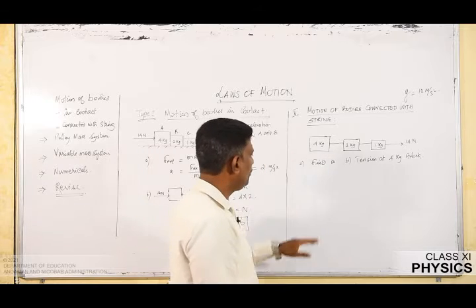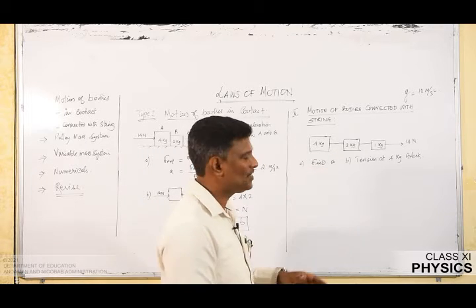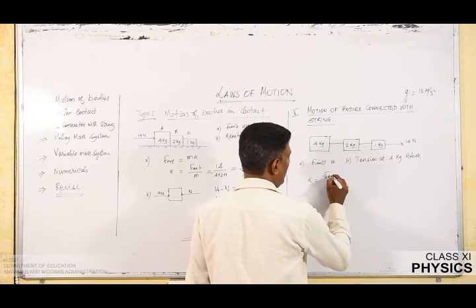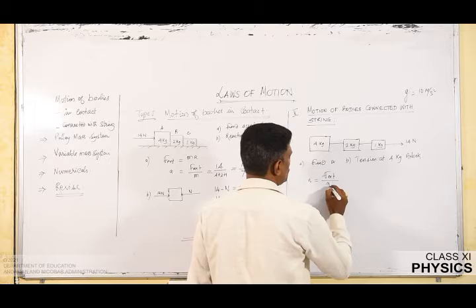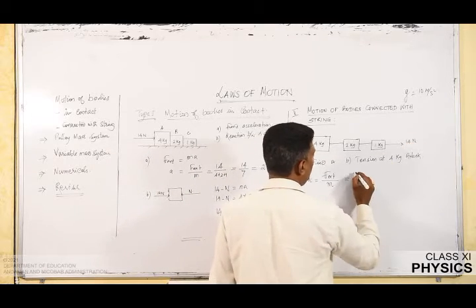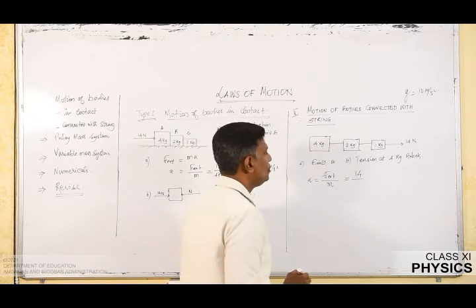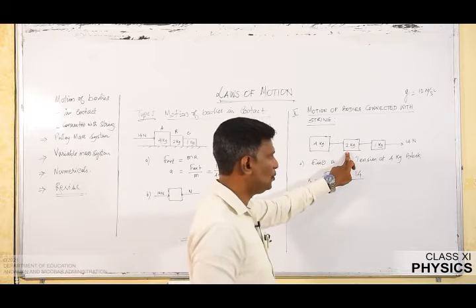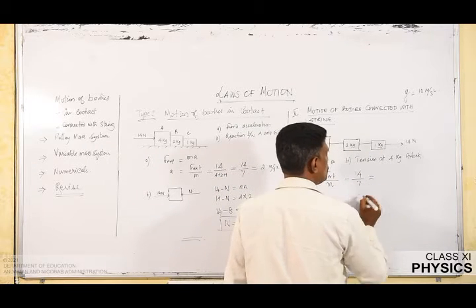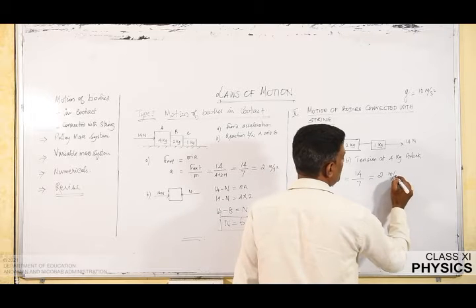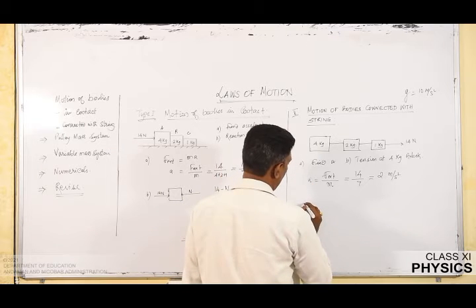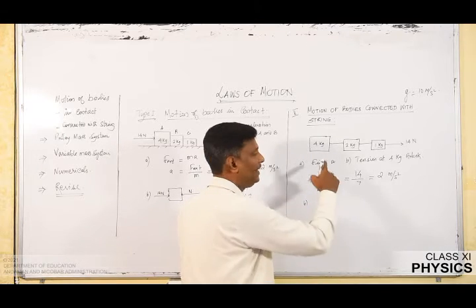What we need to find here is A, acceleration. We know A is equal to F external by total mass. F external is 14 Newton divided by total mass, 4 kg plus 2 kg plus 1 kg, that is 7 kg. That comes to be 2 meter per second square. Okay. In the second case, we need to find the tension.